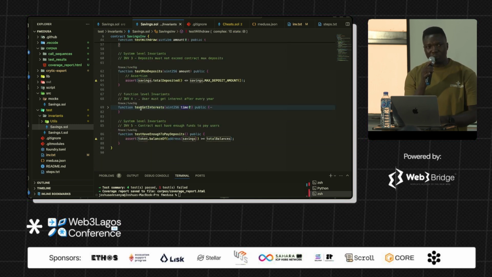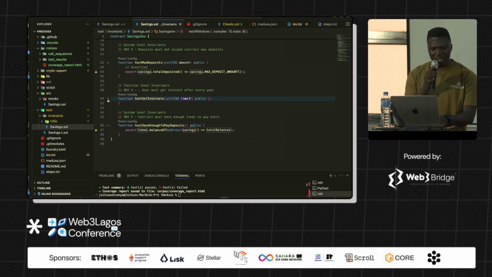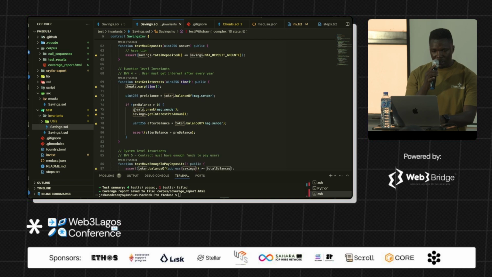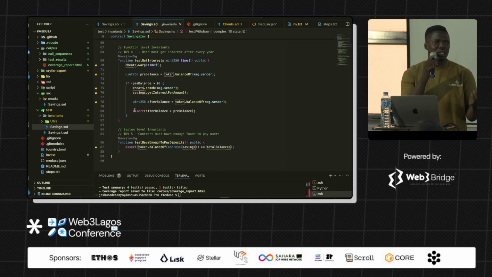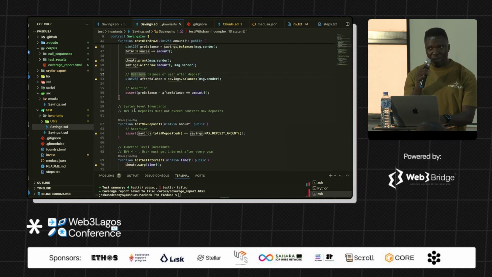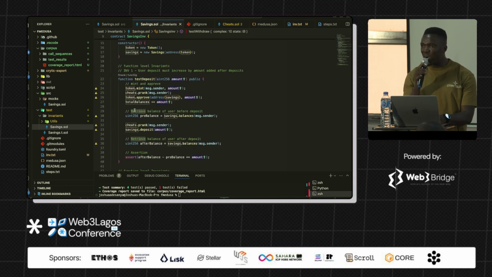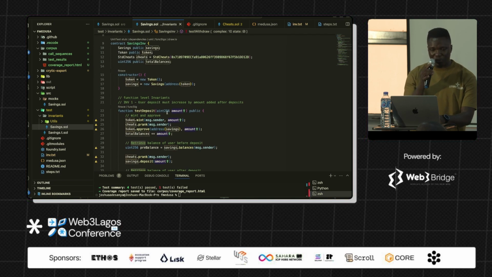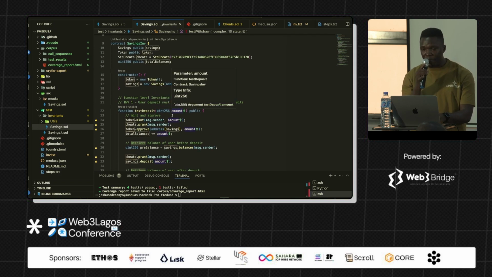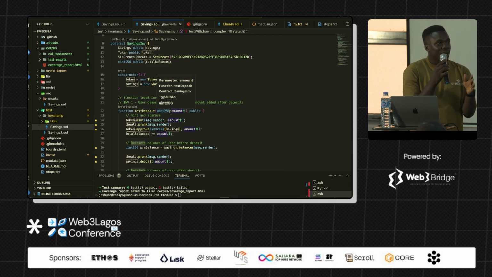So I think the mass deposit is very straightforward. And then we also have the get interest, where we're warping the time. Those that are familiar with Foundry know what warp is. We're basically just increasing the time. And you will discover that in all these things we are doing, we are not specifying the amount manually. Like I mentioned before, the amount is just there. We're not doing any 10 ether, 1 ether. So every time it calls deposit, it just puts in any amount randomly.